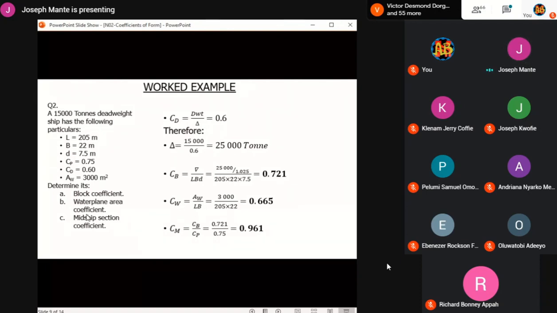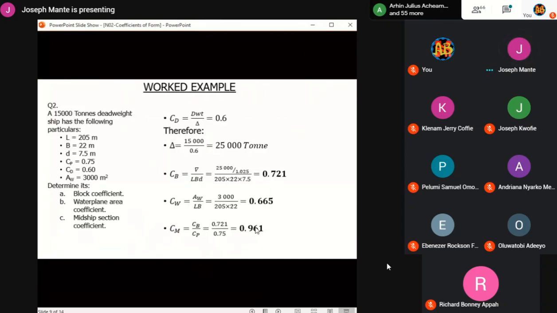Then the water plane area coefficient, CW, which is equal to AW over LB. You already know your water plane area, and you put it there. You know your length, you know your breadth. You put it there and so. Midship section coefficient, that one, you know the CB over CP. You know CB already. You know CP already. You put it there, then you solve.